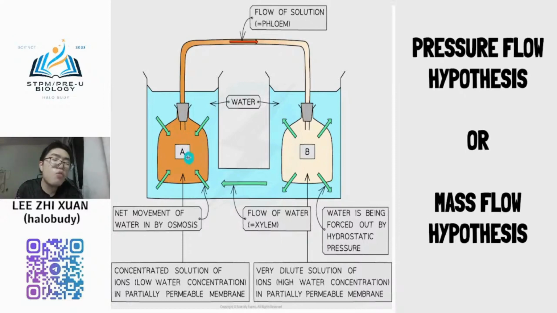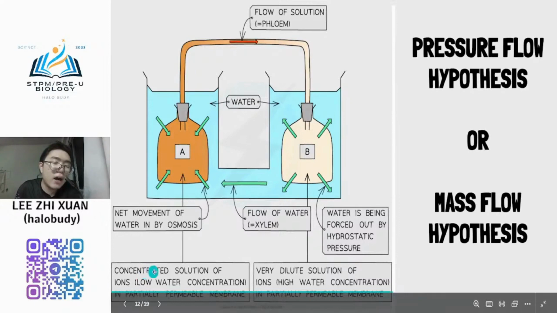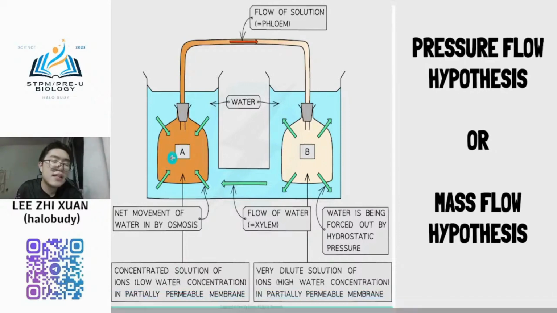So why do water molecules diffuse into A? Because A now is very highly concentrated. Highly concentrated means there are many organic nutrients inside A. When there are many organic nutrients inside A, the water potential inside A is very low. So the water molecules from the outside of the beaker will diffuse into A by osmosis through this permeable membrane.